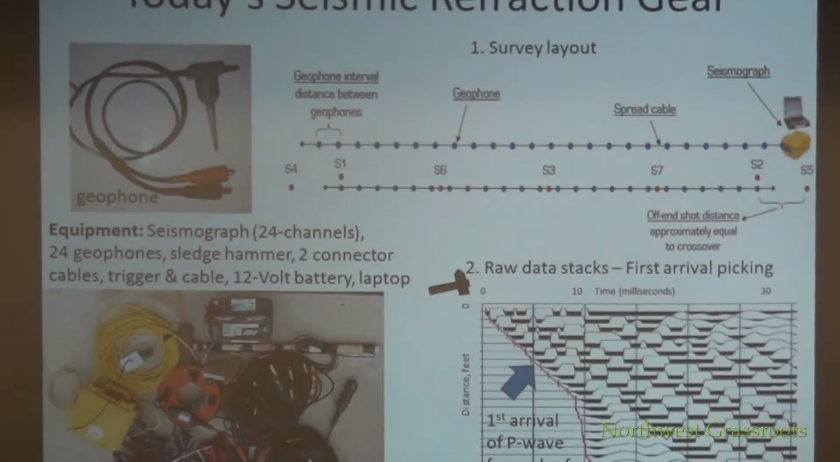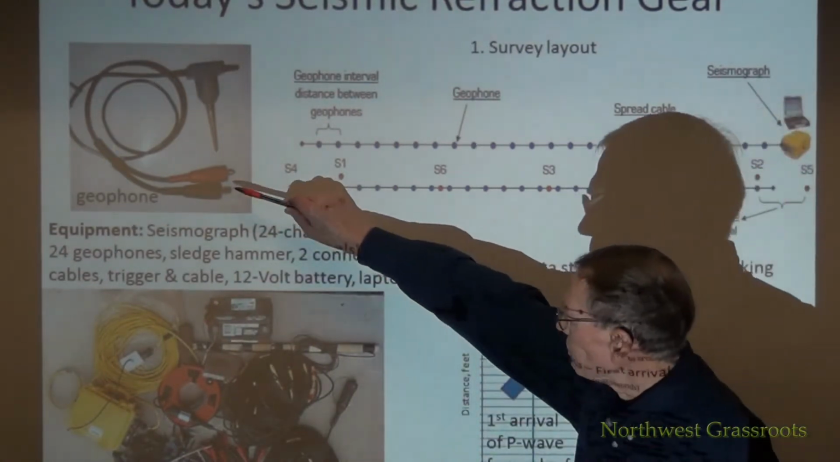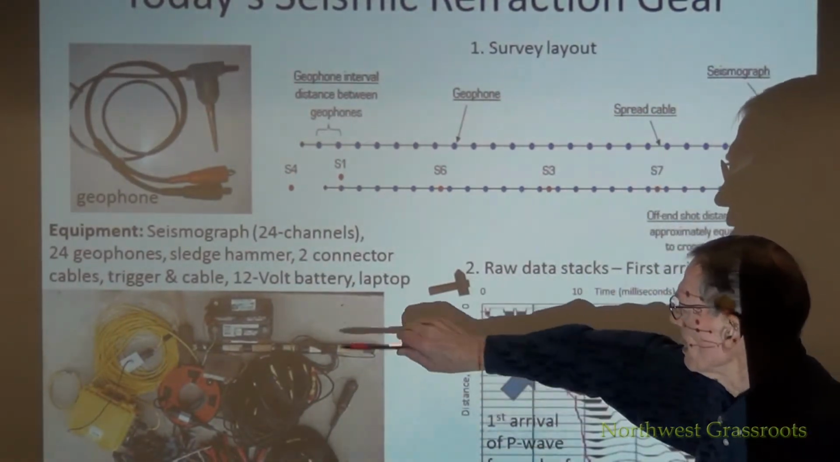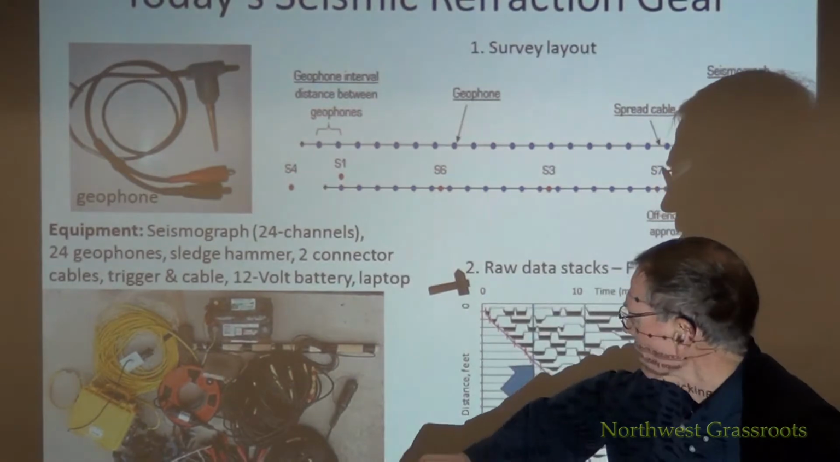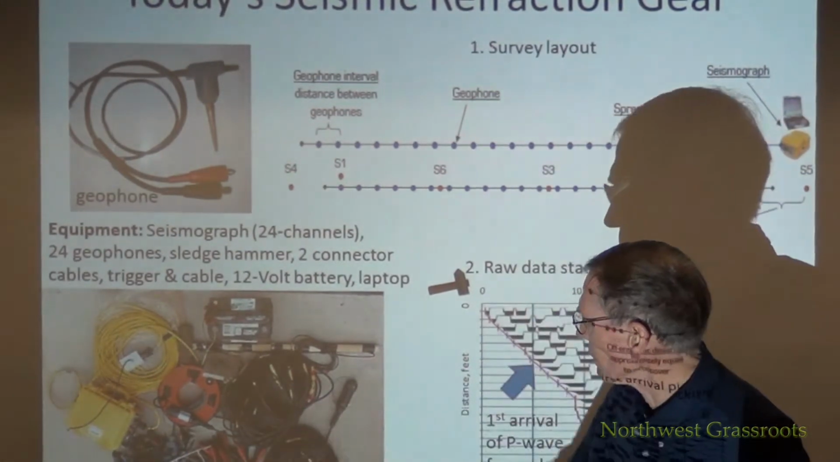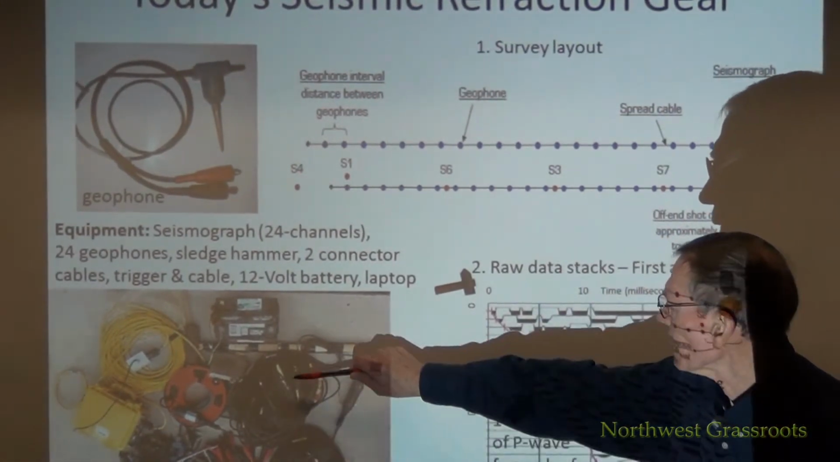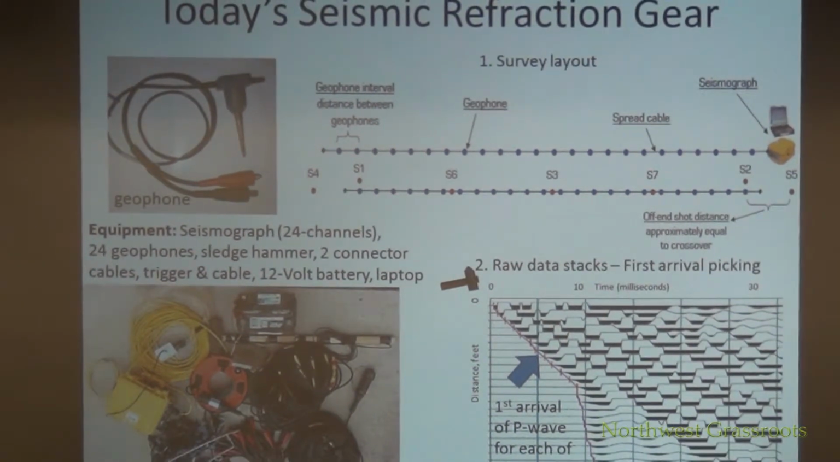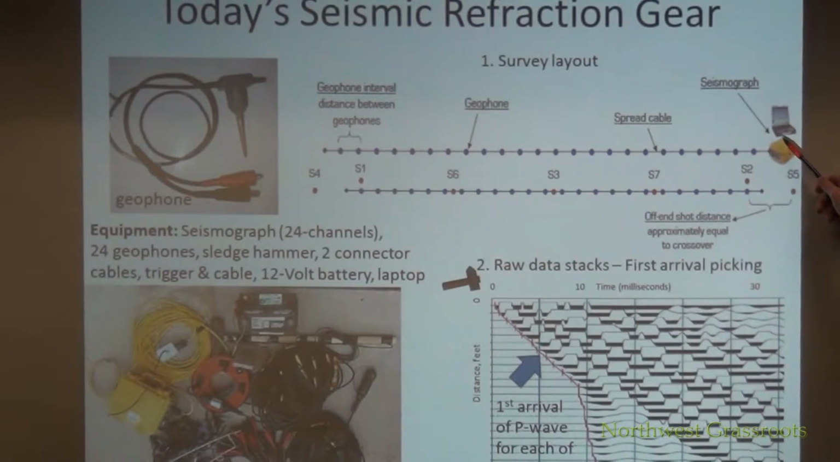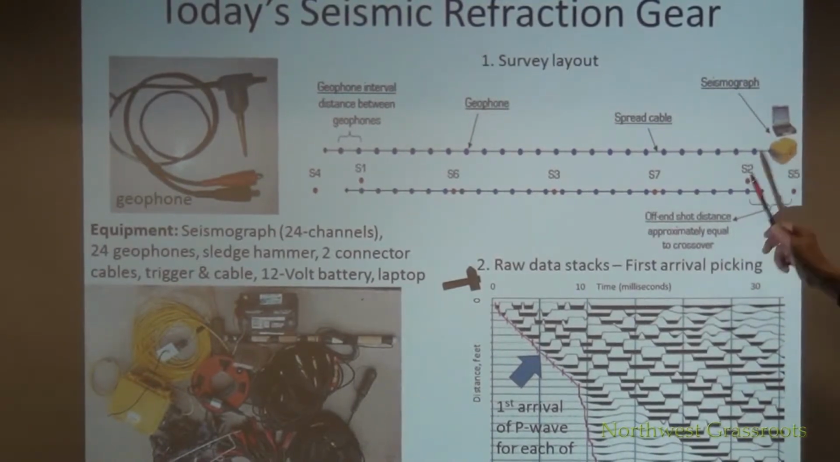So this is the new data, new equipment. So we have the geophones that are the same as before. Here's the sledgehammer, the seismograph, the yellow device, geophones, there's 24 of those. Then the cable right here. So we spread the cable out like that, 24 at a time. The seismograph here, they're usually spaced at 5 or 10 feet between geophone.